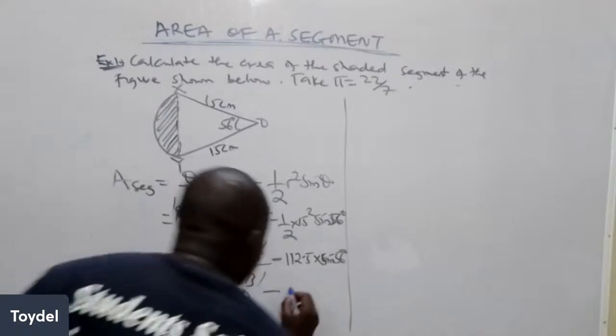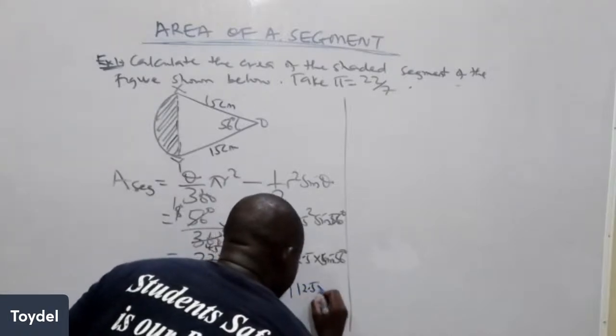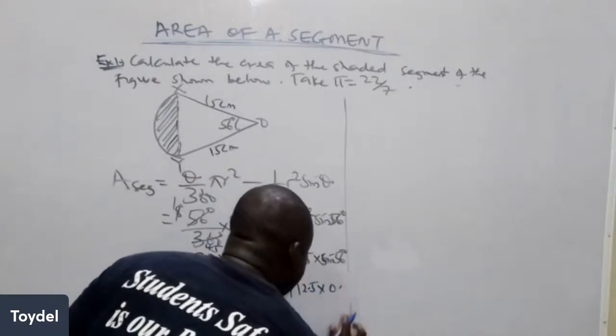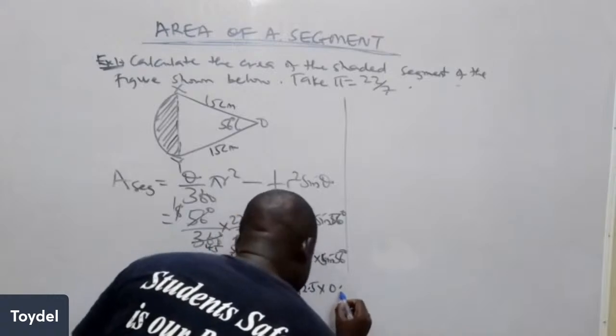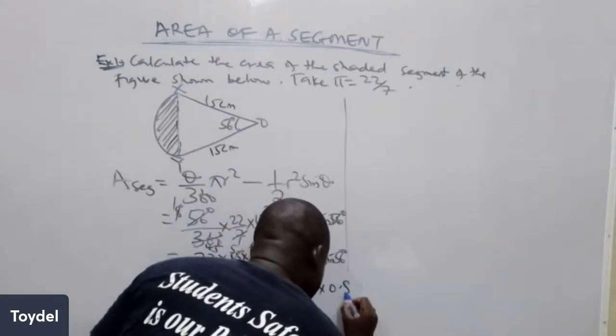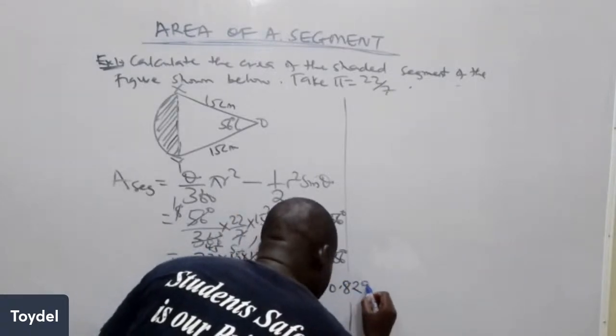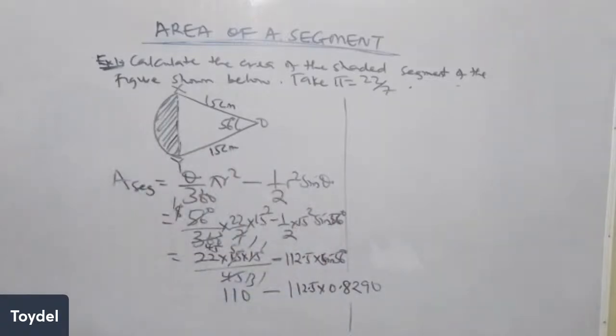So here we have 112.5 multiplied by sine 56. If you check, it is 0.8290. That's what you are going to get if you have to find sine 56.